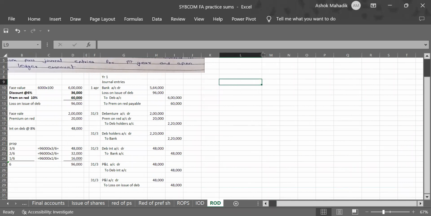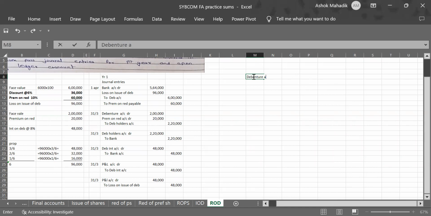I'll show you one ledger account. They may ask you to prepare important ledger accounts like debentures and loss on issue of debentures. I'll make the debenture account, because in one entry there are so many accounts involved, you may get confused about how to post them. So I'm showing you.